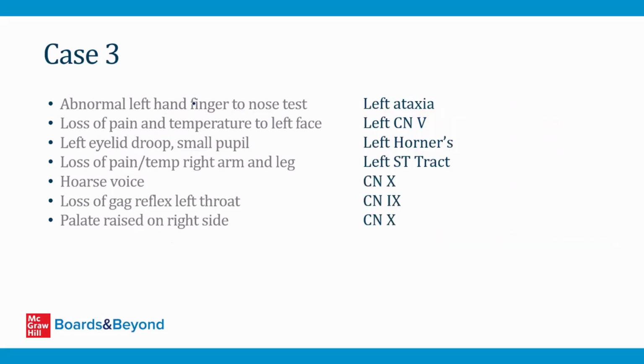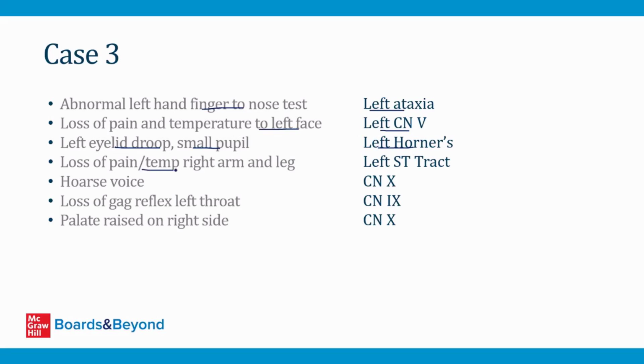So on this slide, I've converted all those bullets to the features you have to identify to apply the rule of 4s. So abnormal left-sided finger-to-nose testing indicates ataxia. So this man has left-sided ataxia. Loss of pain and temperature sensation to the left face means there's damage to the left cranial nerve 5. The eyelid drooping and the small pupil, that's Horner syndrome, also on the left side.